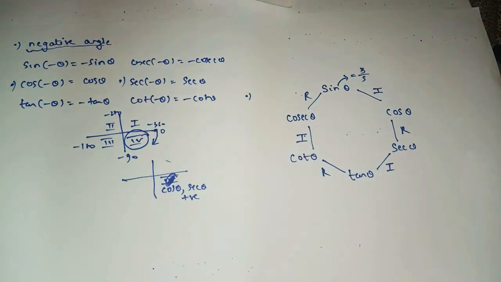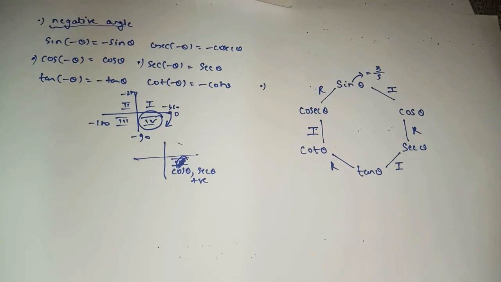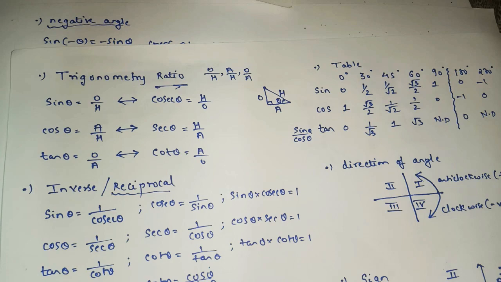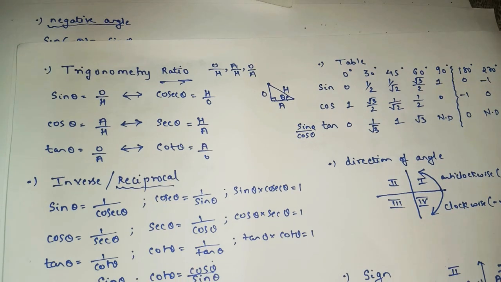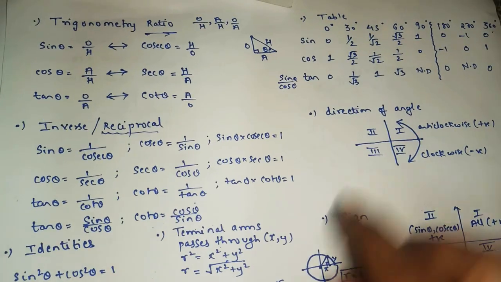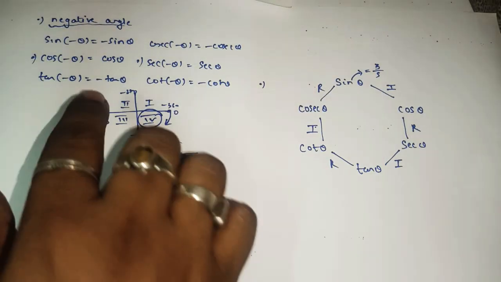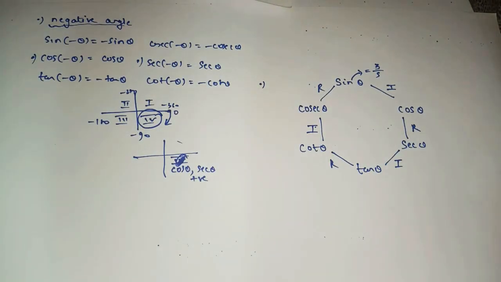These are the formulas which you have to remember for your first exercise. I hope you all understood this concept. The ratio, reciprocal, identity, terminal arms, table, direction of angles, sine, negative angles, and this web chain. The remaining concepts we'll see in the next lecture.